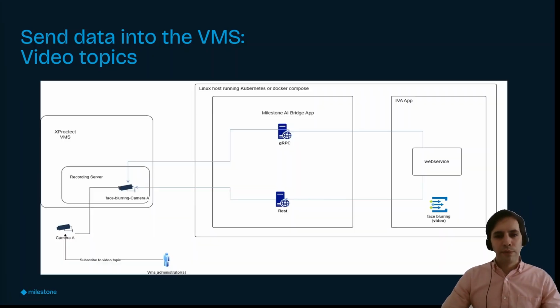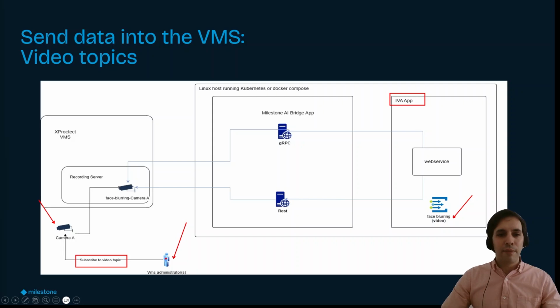Let's see the workflow of injecting modified video through a diagram. In this case, we have an IVA application that is exposing a video topic called face blurring. The idea could be to modify the video and blur people's faces. In this case, this IVA application could send the modified video to the gRPC or REST endpoint provided by AI Bridge. However, it is important to reinforce that none of this modified video will arrive to XProtect until the VMS administrator subscribes to this video topic on a given camera.